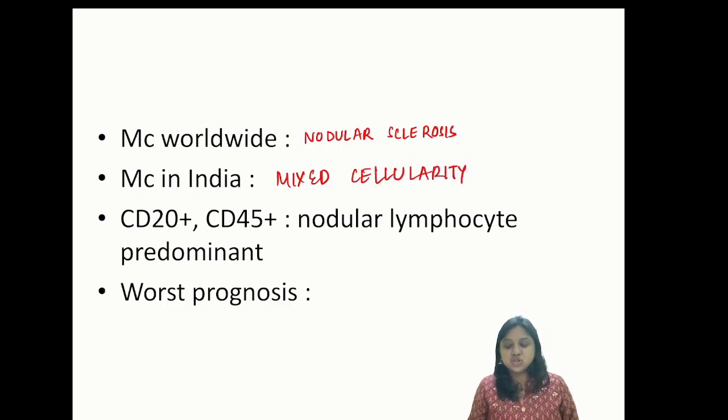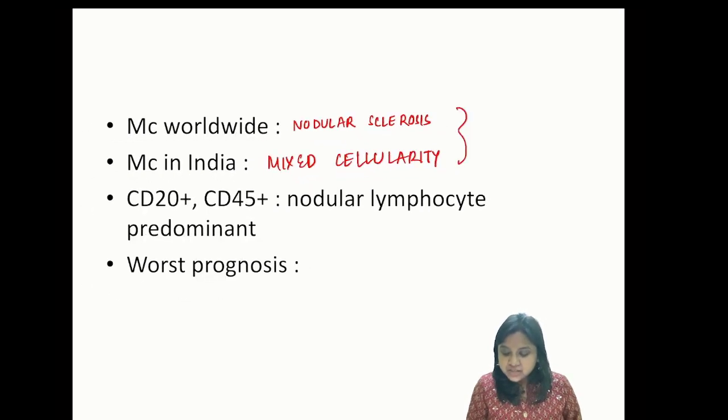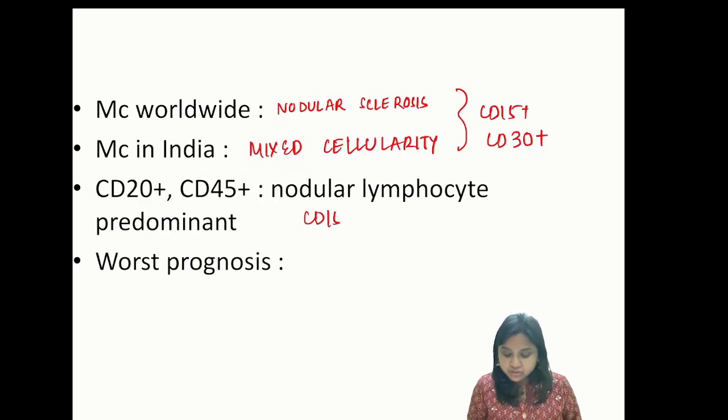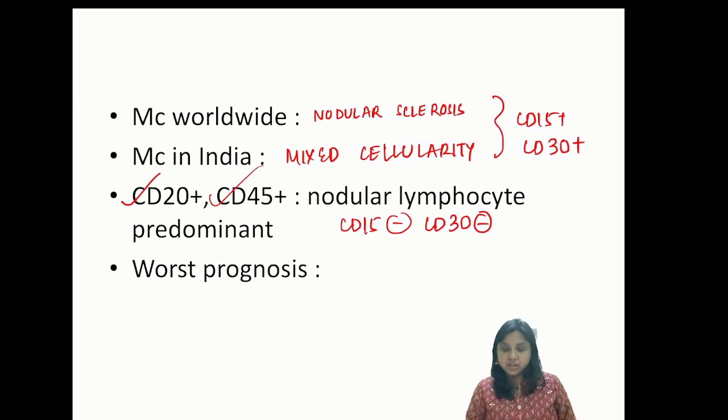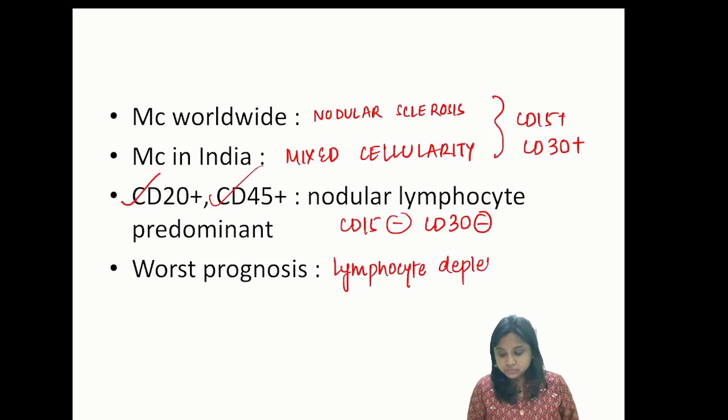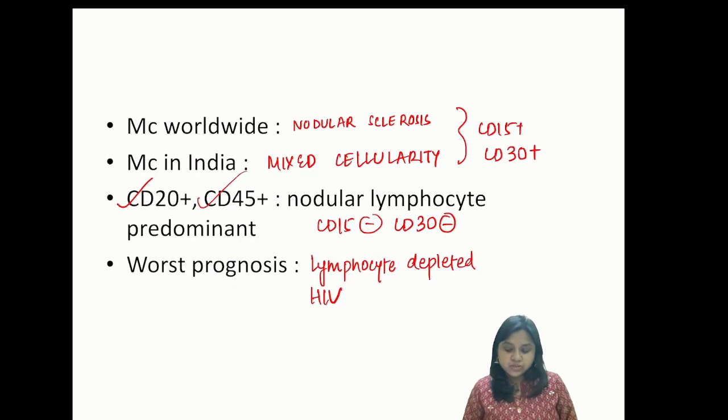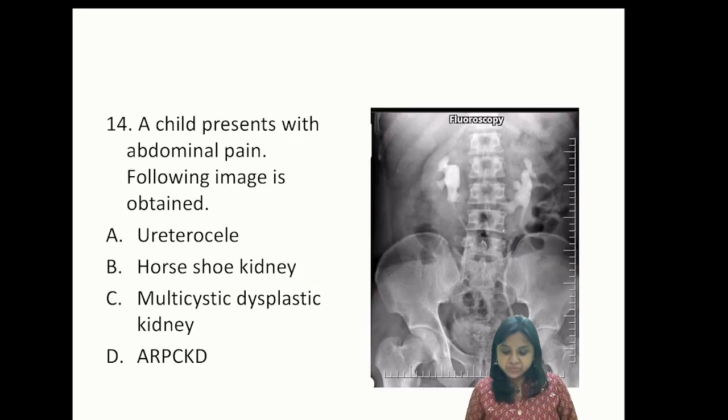In all the variants of Hodgkin's lymphoma, usually you get CD15 positive and CD30 positive. However, in the nodular lymphocyte predominant variety, you get CD15 negative and CD30 also negative. But in this case, you get CD20 positive and CD45 positive. The worst prognosis is usually lymphocyte depleted, and it is associated with HIV as well. Okay, so these are a few one-liners in relation to Hodgkin's lymphoma.